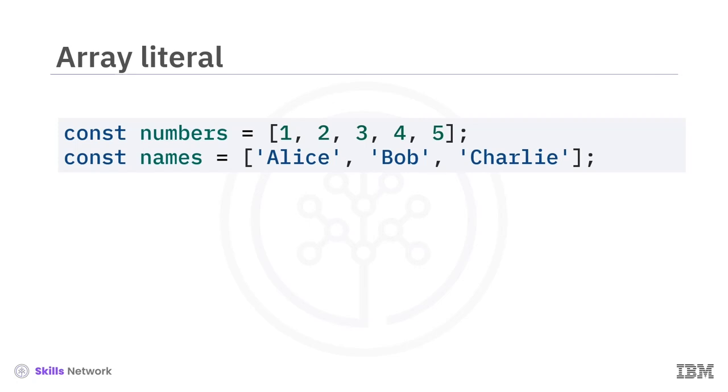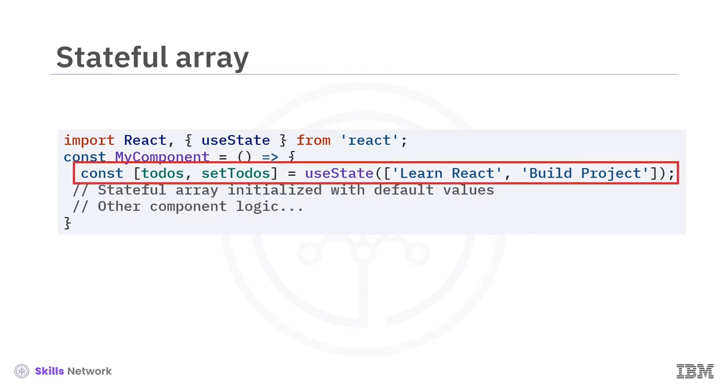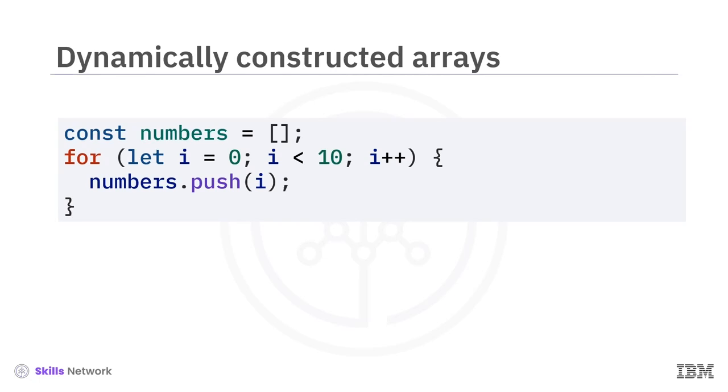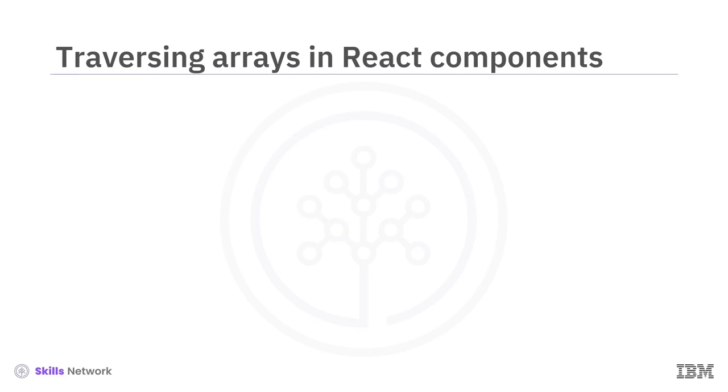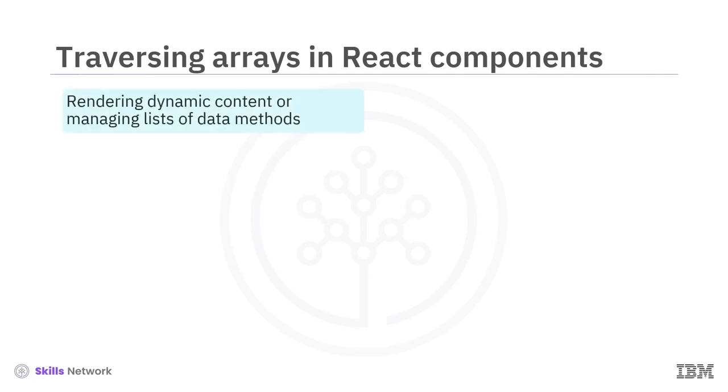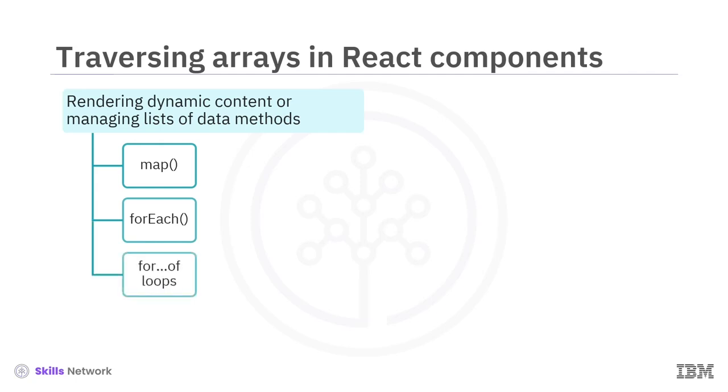You can declare an array using the array literal notation as shown. Arrays can be stored in component state using the useState hook as shown. Arrays can be constructed dynamically based on application logic or received data, as shown. Traversing arrays in React components is a common task, especially when rendering dynamic content or managing lists of data. By using methods like map, forEach, for...of loops, or index-based traversal, you can efficiently work with arrays in React components to create dynamic and interactive user interfaces.